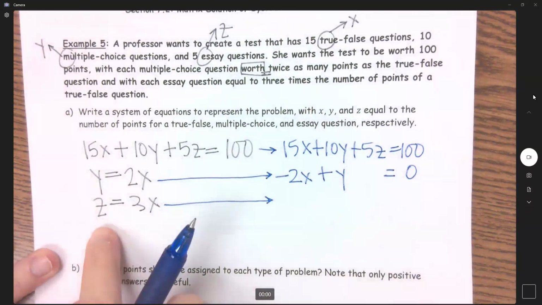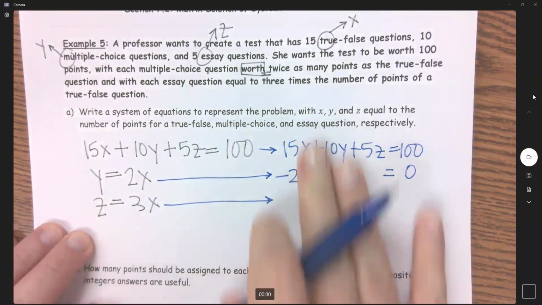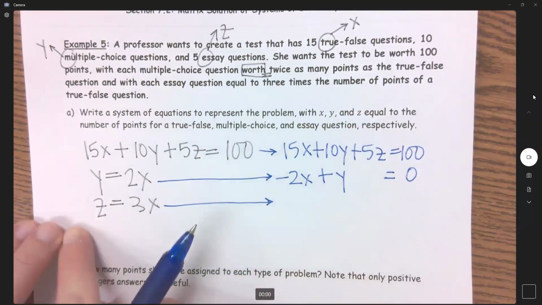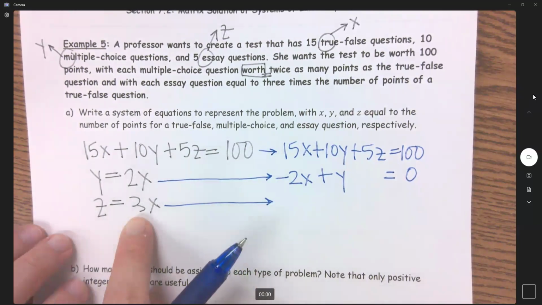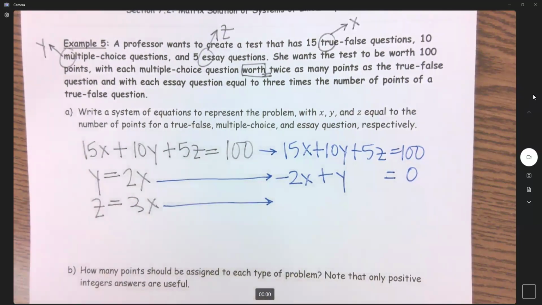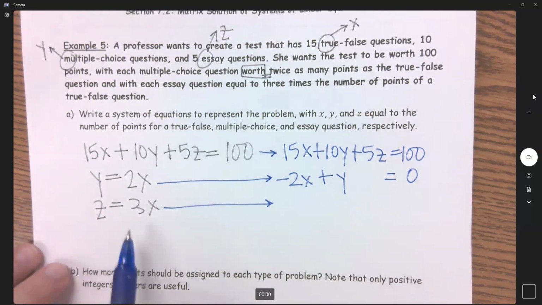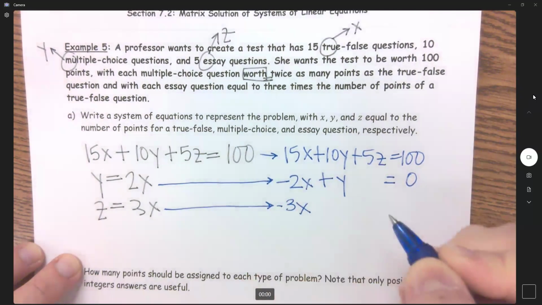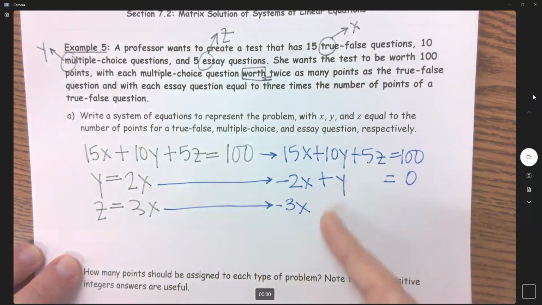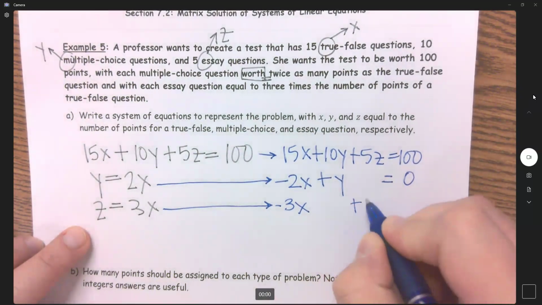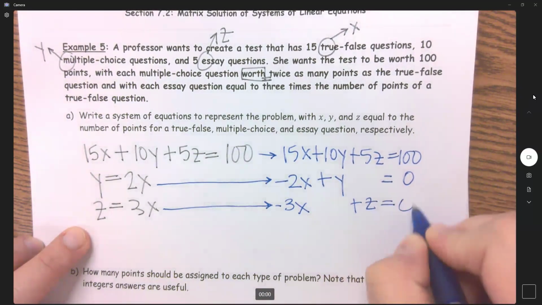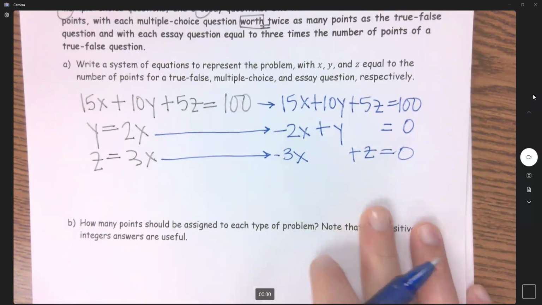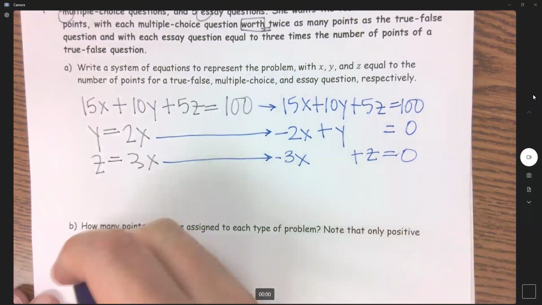Exact same thing here. That z is in the right spot. It's on that left side of the equation. I need to get my x to the left side as well. So I can't just pick up this 3x and put it to the other side. We have to do the opposite. So the opposite of a positive 3x is a negative 3x. We're subtracting it over. I have no y's, but now I have a plus z, and that's going to equal 0. So here is my equation in the correct form.